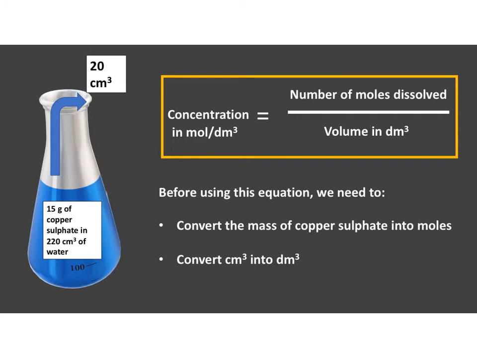So let's go back to our example. In my conical flask, I've got 15 grams of copper sulfate in 220 centimeters cubed. So we're going to work out its concentration, and its concentration is the number of moles dissolved divided by the volume in decimeters cubed. So we can't use that equation yet. First of all, we need to convert our 15 grams of copper sulfate into moles of copper sulfate, and we also need to convert those centimeters cubed into decimeters cubed.